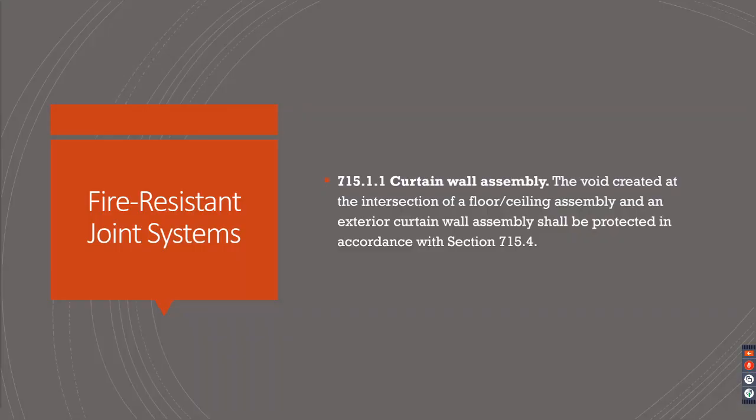And then for curtain wall assemblies, they have a specific section: the void created at the intersection of a floor ceiling assembly and an exterior curtain wall assembly has to be protected in accordance with 715.4.